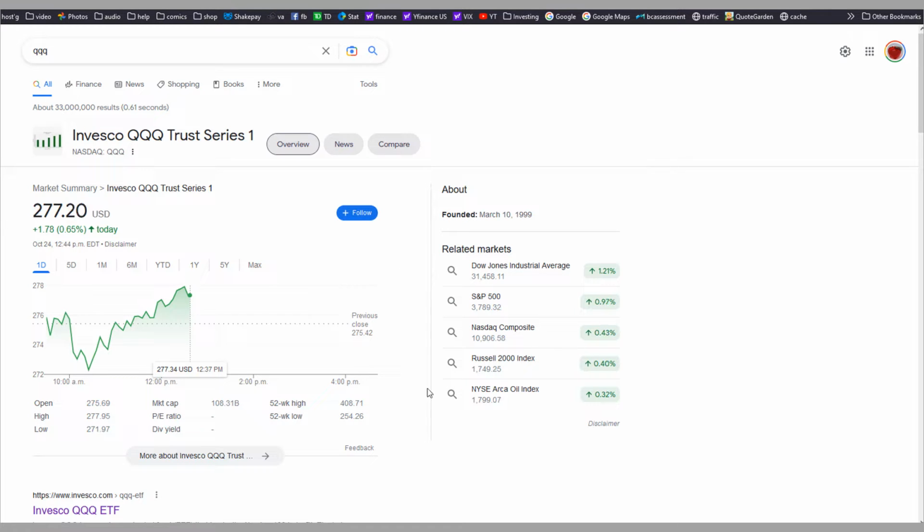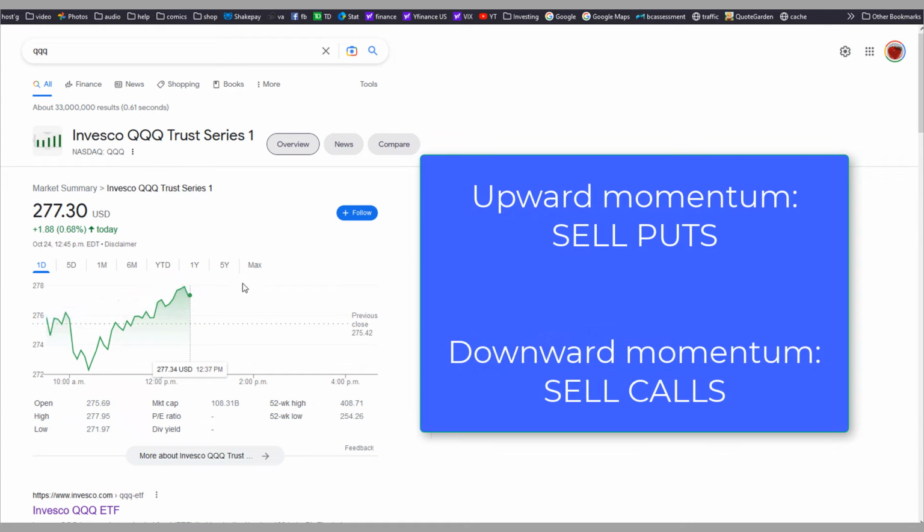So for example, looking at the ETF now, it went down in the morning and then it bounced, so that overall the trend is heading higher. And you can tell because if you connect the opening price to the price right now, it's an upward slope. So because the momentum is going higher, I want to sell a put option spread, which will give me a higher chance of my options expiring worthless.